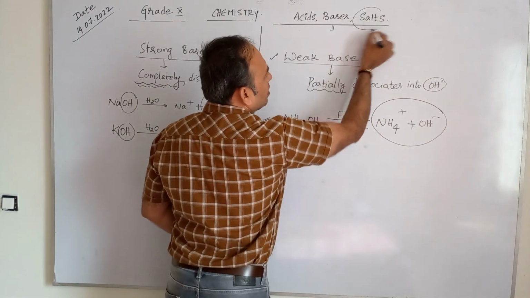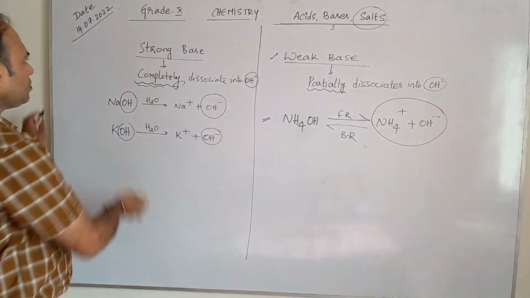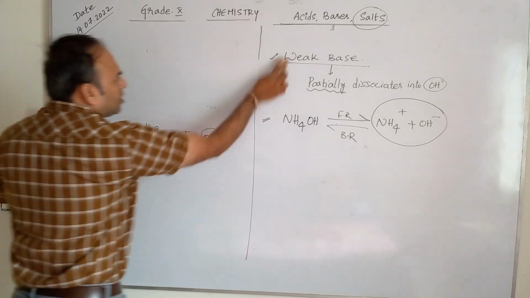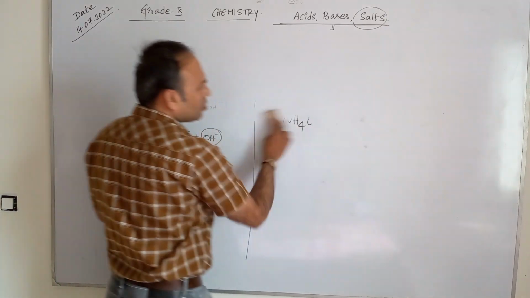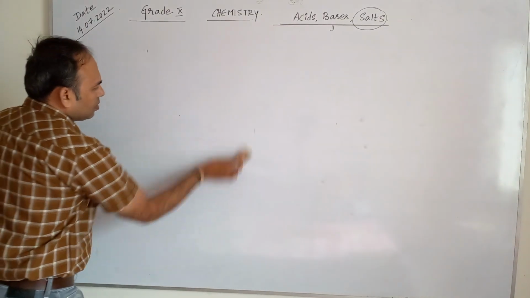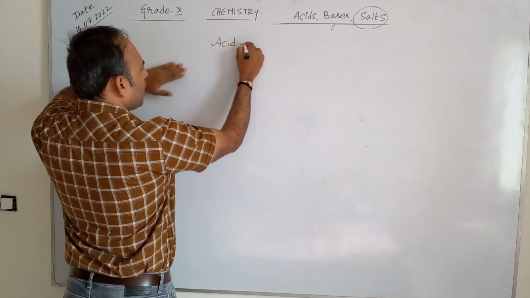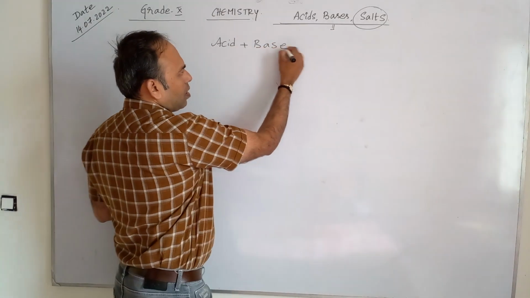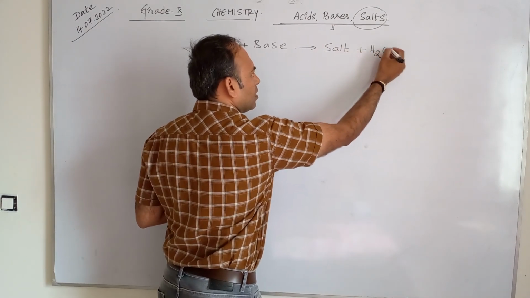Now the last part, that is, depending on these two, you can easily write the salts. So what is meant by a neutralization reaction? Right from the lower classes, we have studied that acid plus base gives salt plus water. A very important reaction, that is, acid plus base gives salt plus water. So this is the neutralization reaction, we all know.